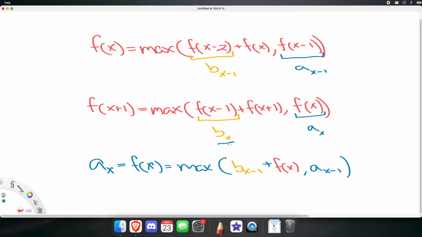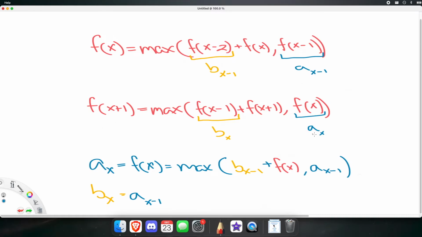Now what is b of x equal to? Well, b of x is, as you can see right here, f of x minus 1, which is equal directly to the previous a of x. So b of x is always going to equal a of x minus 1. Now this is enough information to build out our two pointers. Let's say we have two variables that represent this a of x and this b of x. We can carry this function as we're going through the loop.